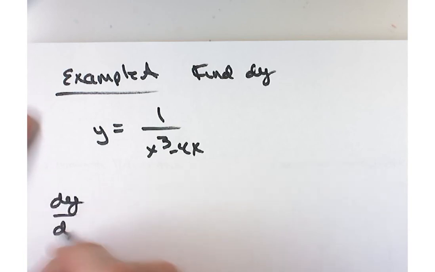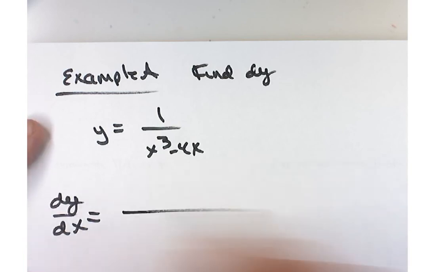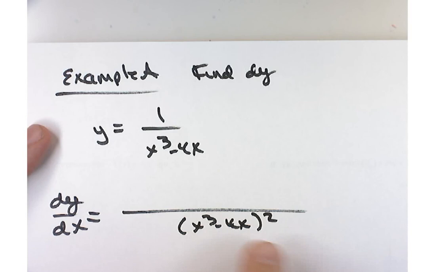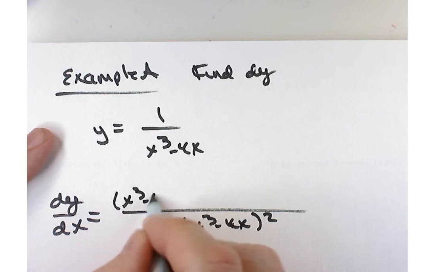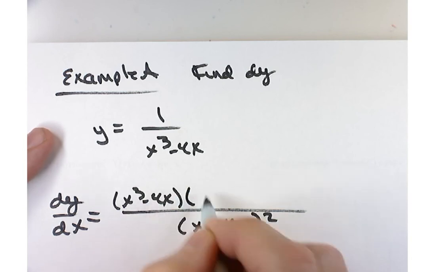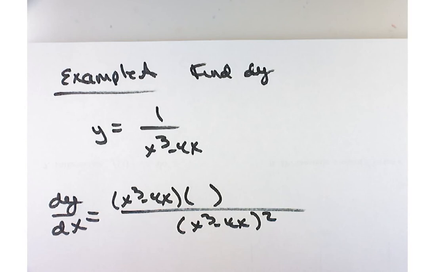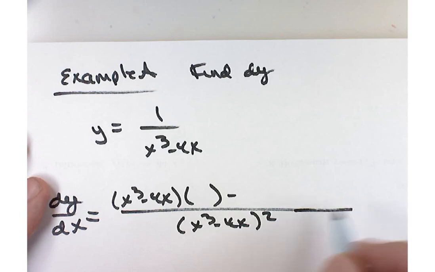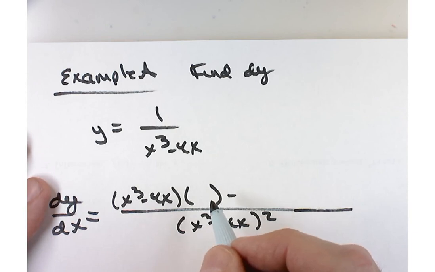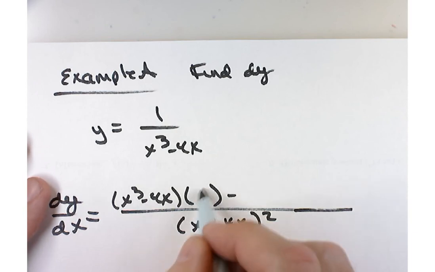dy by dx. First I'll do the quotient rule. It's going to be x cubed minus 4x squared, so the denominator, and then the denominator times the derivative of the numerator. Somebody help me with the derivative of the numerator. Dean, thanks for volunteering. What's the derivative of the numerator going to be? The numerator? Derivative of the numerator, yeah. 1. What's the derivative of 1? 0. Yeah, 0. Yay.